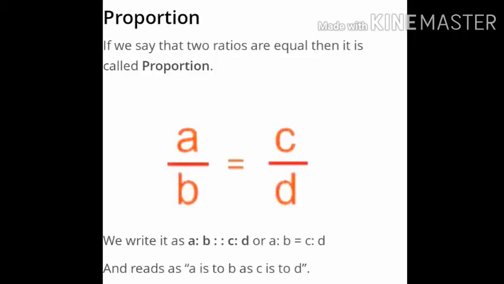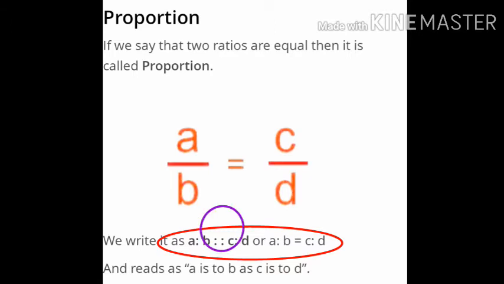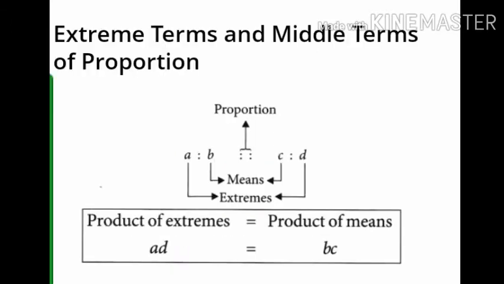Next topic, proportion. If we say that two ratios are equal, then it is called proportion. Example, a by b is equal to c by d. We write it as a is to b as c is to d. Here :: is the symbol for proportion, or a:b = c:d.